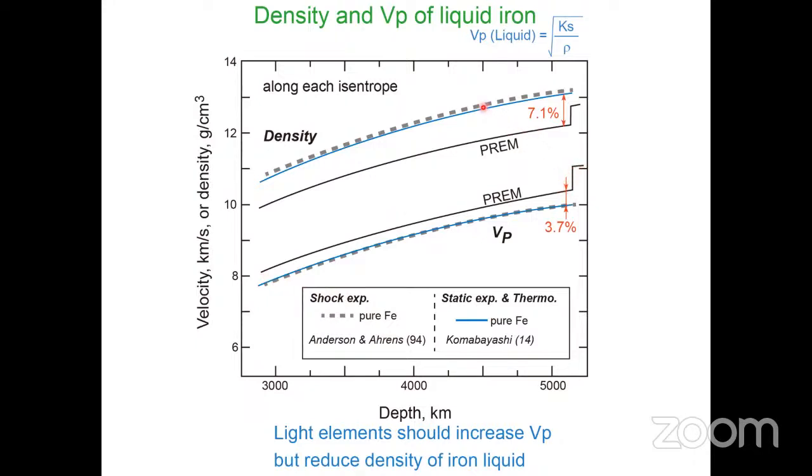So the blue curve and the dashed gray curve are very consistent. And that shows the density deficit is 7% for the outer core. And here's new information, that is the P-wave velocity. The P-wave velocity of pure iron is slower than the Earth's outer core. So the light element in the core should increase P-wave velocity and reduce the density. So this is a reference diagram.